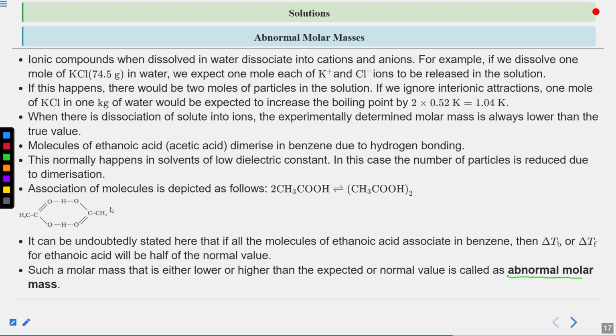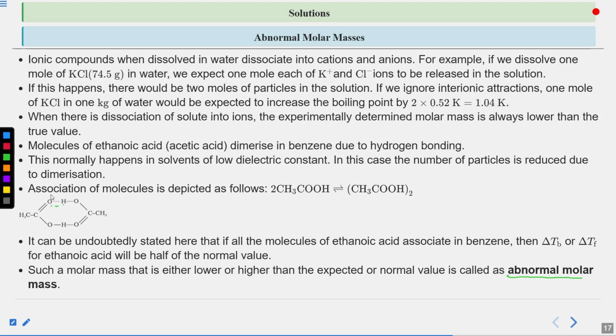Here two molecules of acetic acid are coming together, and the force of interaction is hydrogen bonding between the doubly bonded oxygen of the ethanoic acid of one molecule and the oxygen-bonded hydrogen of the other ethanoic acid molecule. So this is the interaction that I'm talking about. Okay.